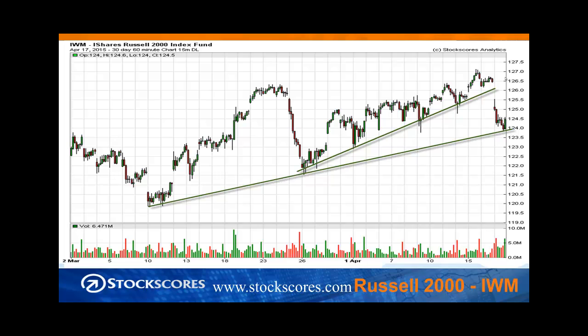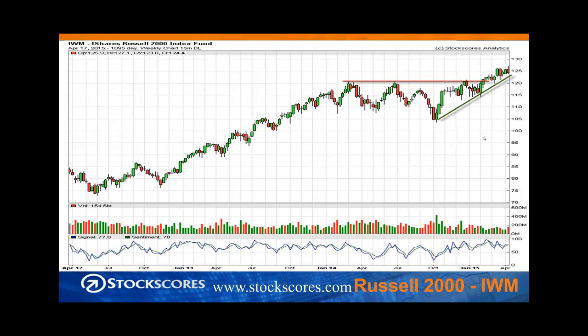Here's the Russell 2000, which is the small cap index. It has been outperforming the large caps, but it too got hit on Friday with some selling pressure. Didn't break the upward trend line, the more shallow upward trend line that I have on the chart right here. And so we're still in good shape there, but we do need to see that line hold. Now, looking at the longer term chart, you can see that we're still in an upward trend on the Russell 2000. We recently broke out to new highs, whereas the S&P has not been able to do that.